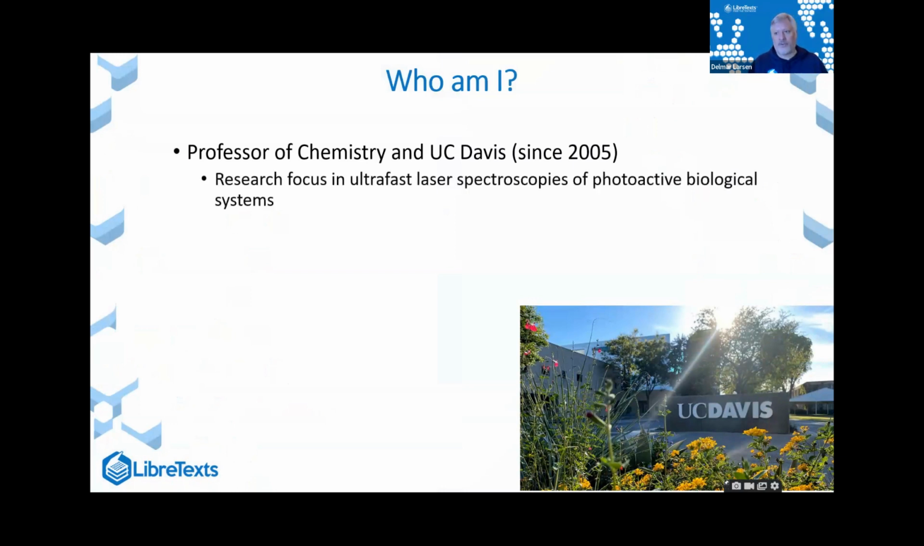So in order to be your guide for the next couple of days, it's important for you to have some idea about who I am. So like I mentioned before, I'm a professor of chemistry at the University of California, Davis. I've been here since 2005. My research focus has been on ultrafast laser spectroscopies of photoactive biological systems. The Nobel Prize in Physics a few weeks ago went to attosecond pulses, which is 10 to the minus 18 seconds, very short pulses, so short that nuclei don't move. I'm a little bit slower than that in the femtosecond range, but it's still pretty fast.